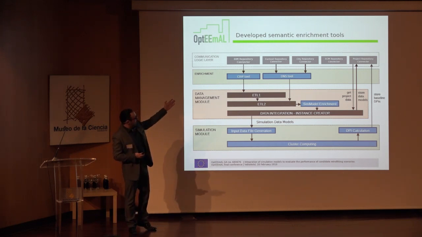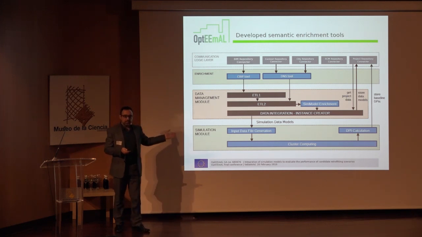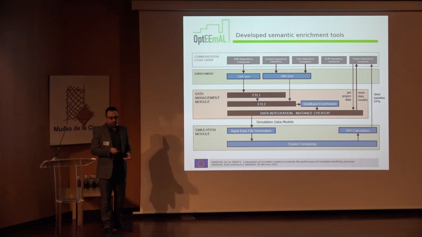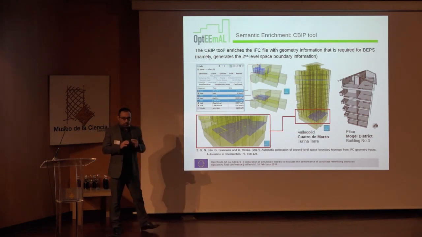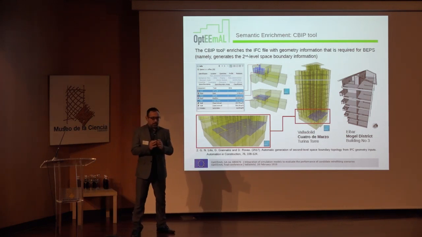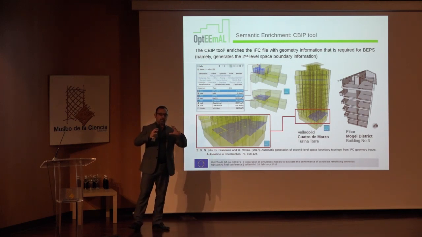These are the CBIP tool, DNS tool, and the C-model enrichment tool. And the IDF generation tool. So we'll walk you through the operations of these tools. So the CBIP tool, in very few words, transforms the architectural geometry of the building, the walls, the slabs, into a set of surfaces through which thermal energy is exchanged among either the building spaces or the building spaces and the environment.